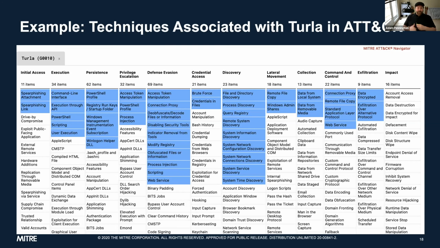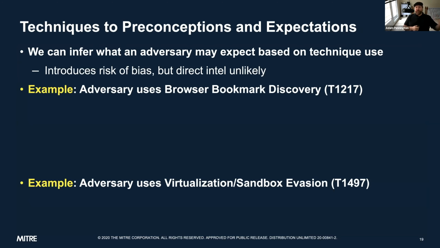I talked about doing preconceptions and expectations for an adversary, and this is just behaviors. As we go from techniques to preconceptions and expectations, we're going to have to do some inference on what the adversary may expect based on their technique use. This absolutely introduces a risk of bias as we apply our own interpretation of why an adversary is doing specific techniques. We need to do this very carefully, but we are, like I said earlier, unlikely to have that direct intelligence of the adversary tweeting out about what they expect on our system.